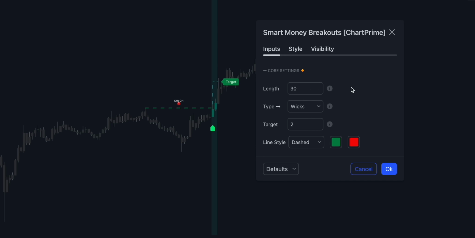For example, you can change the swing length. This number affects signal accuracy. You can also select the breakout type and the target multiplier. Overall, this indicator is a gem.